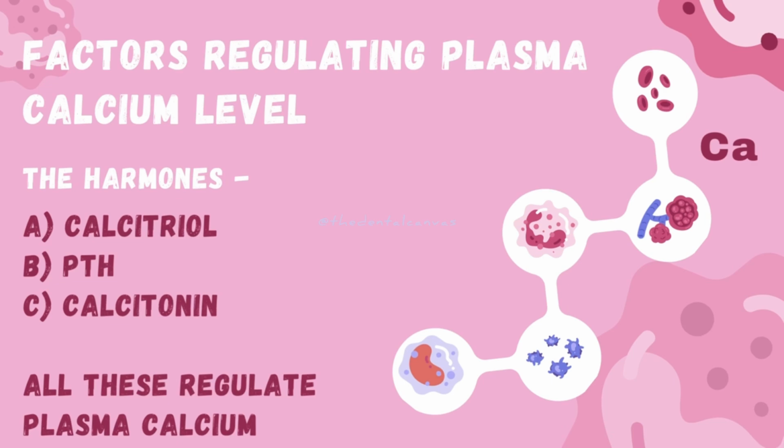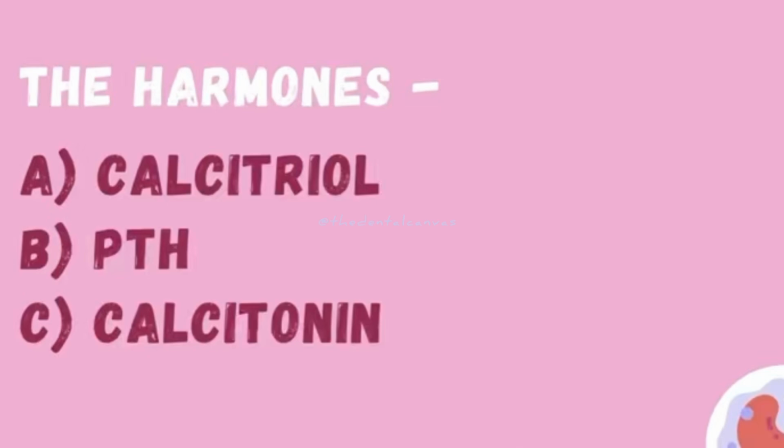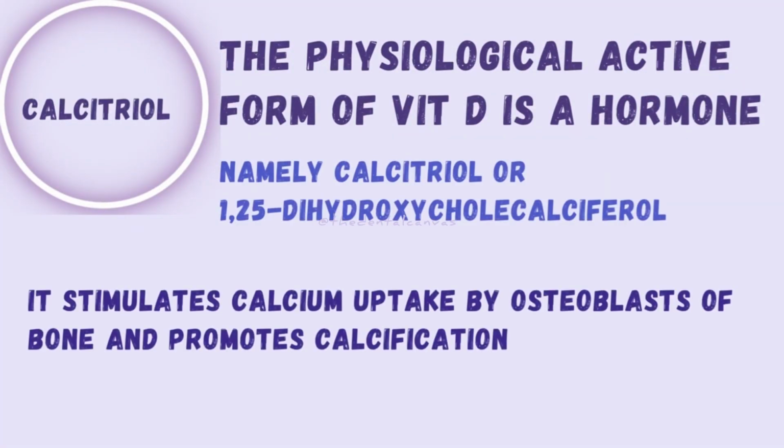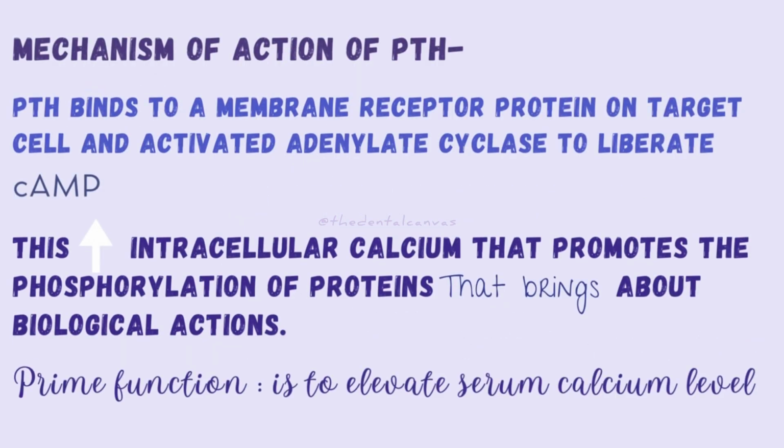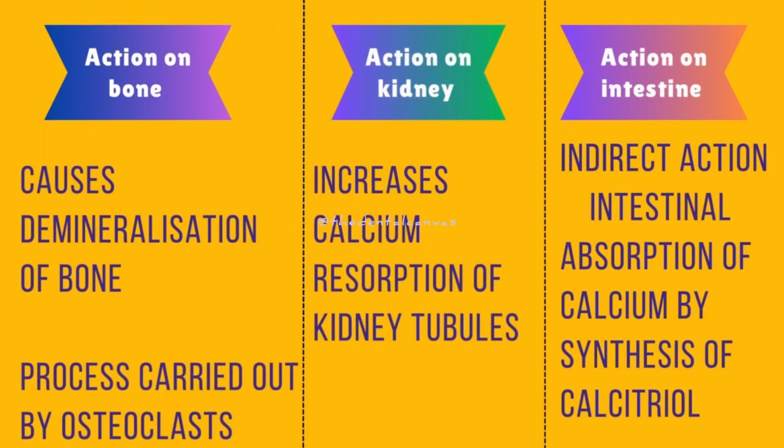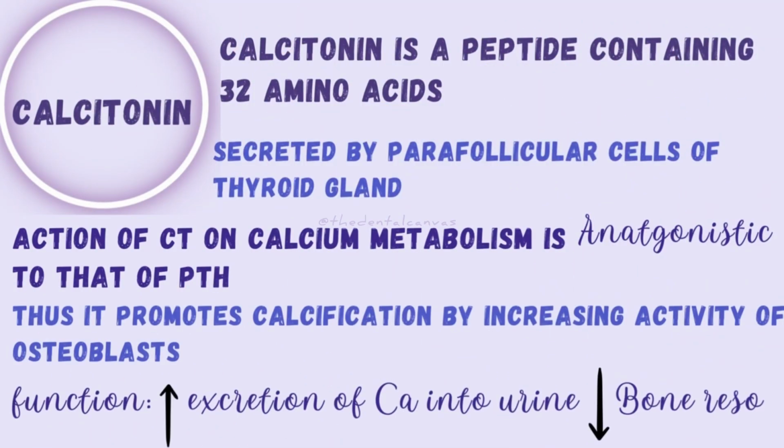Let's now see what all hormones are involved in the regulation of plasma calcium level. We have three important hormones: calcitonin, calcitriol and PTH. Now about all those three hormones, you have to be writing their chemical name and what is their prime function, how it is synthesized, the number of amino acids present, etc., that I have shown you in the video. Actually in textbook when I was reading, it was a very vast info, so hope this helps.